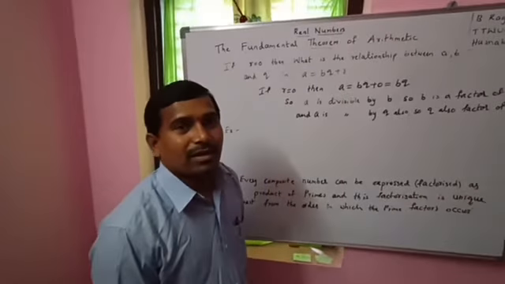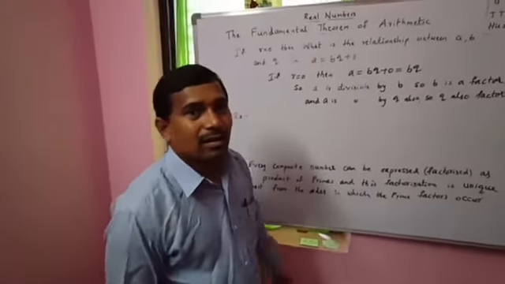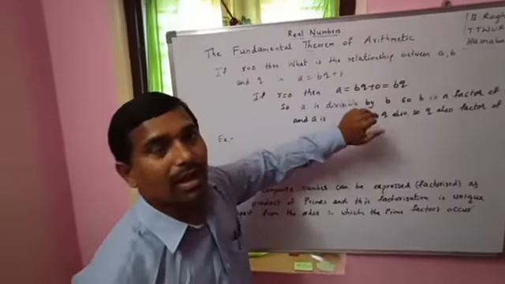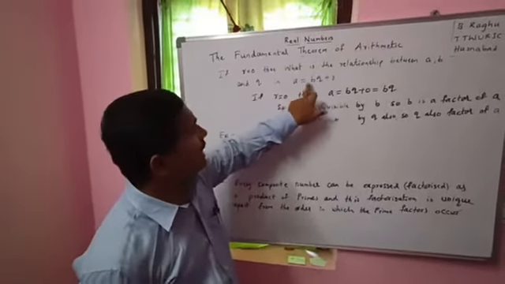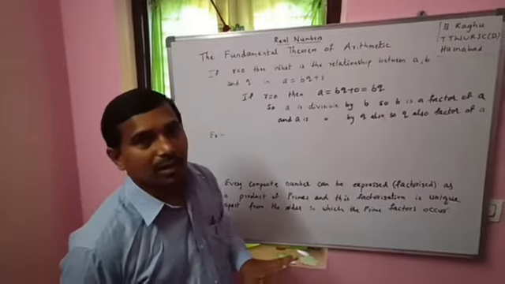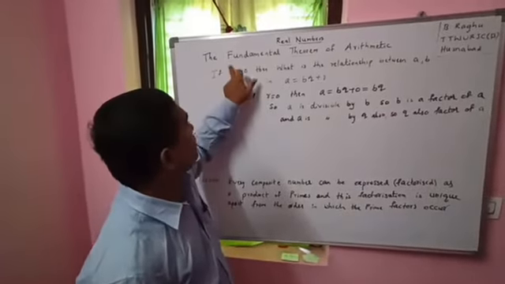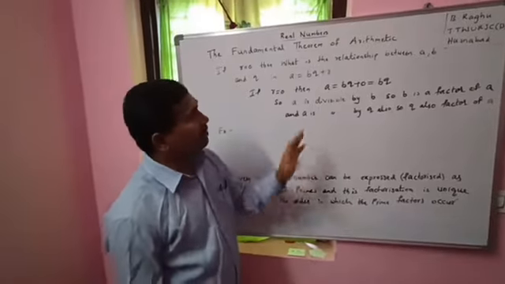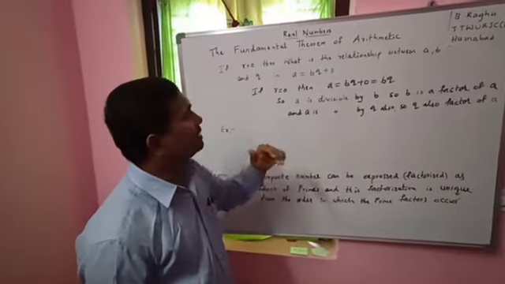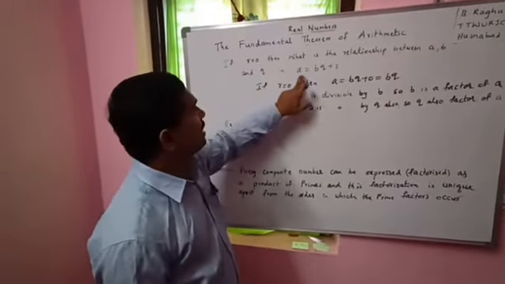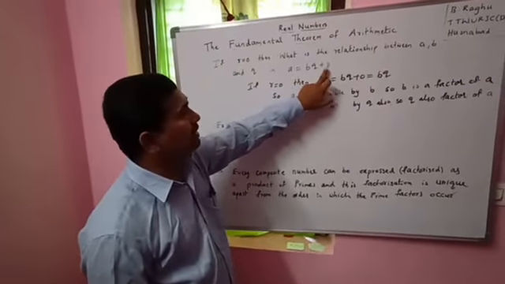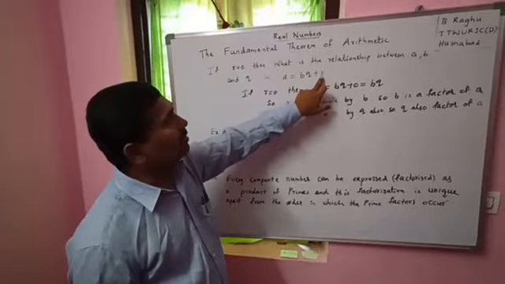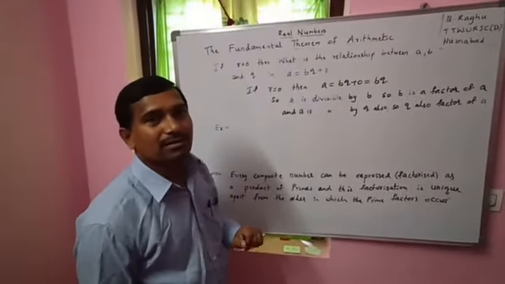Students, day before yesterday we learned the Euclid division lemma, or Euclid division algorithm, A equal to BQ plus R. Now today let us learn the fundamental theorem of arithmetic. Before going to the fundamental theorem of arithmetic, first let us think: A equal to BQ plus R is the Euclid division algorithm. Here, if you think R equal to 0, what happens?